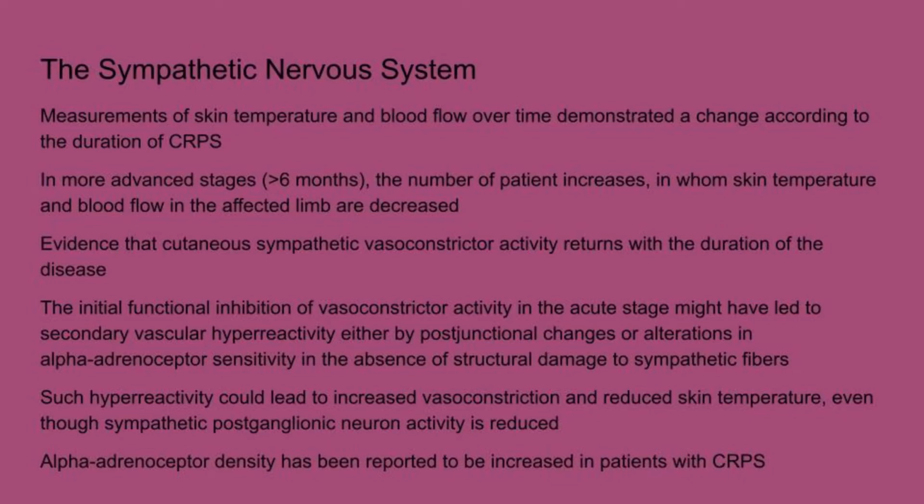The initial functional inhibition of vasoconstrictor activity in the acute stage might have led to secondary vascular hyperreactivity, either by postjunctional changes, which is where the nerve meets the target organ, or in alterations to alpha adrenoreceptor sensitivity in the absence of structural damage to sympathetic fibers. Such hyperreactivity could lead to increased vasoconstriction and reduced skin temperature, even though sympathetic postganglionic neuron activity is reduced. Alpha adrenoreceptor density has been reported to be increased in patients with CRPS.